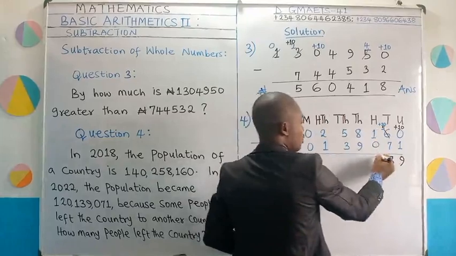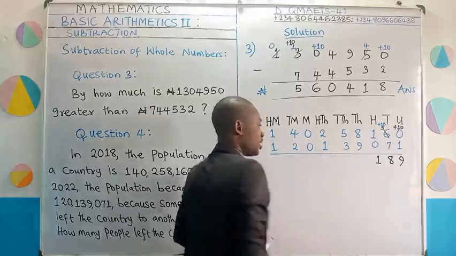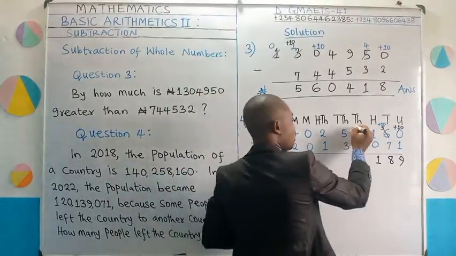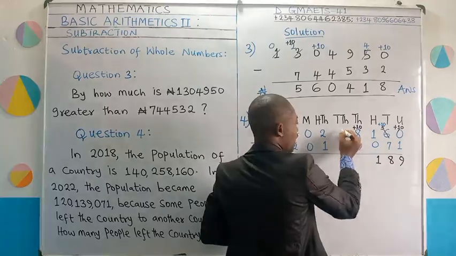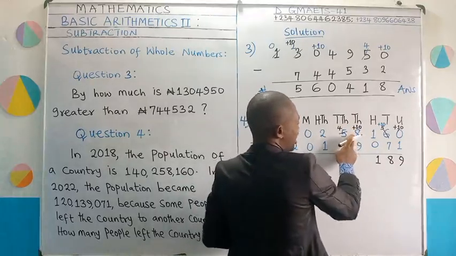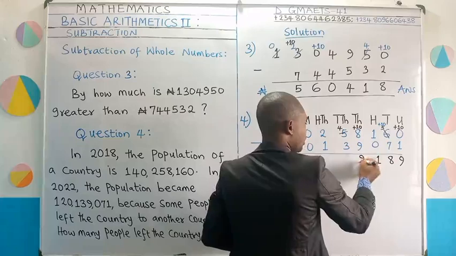This is 1 minus 0. Bring down your 1. This is 8 minus 9. It is not possible. 8 minus 9 is not possible, so you are going to add plus 10 to this 8, because that will reduce this 5 to 4. 10 plus 8 is 18. 18 minus 9 will give us 9.